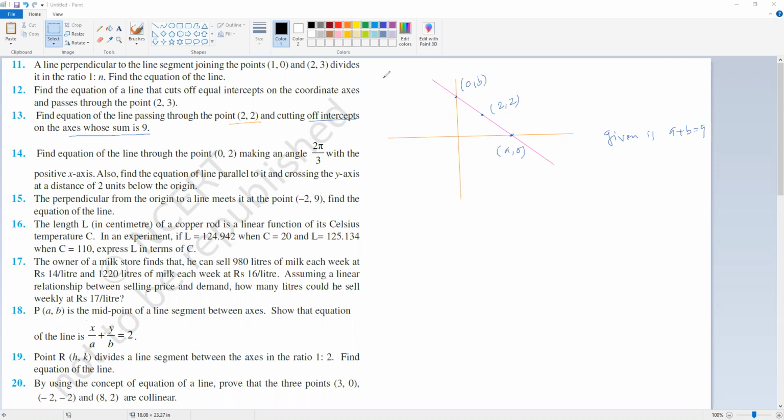So the equation आएगा x by a plus y by b is equal to 1. Since the line is passing through 2 comma 2, it will satisfy the equation. So ऐसे आएगा आपको 2 by a plus 2 by b is equal to 1, right?